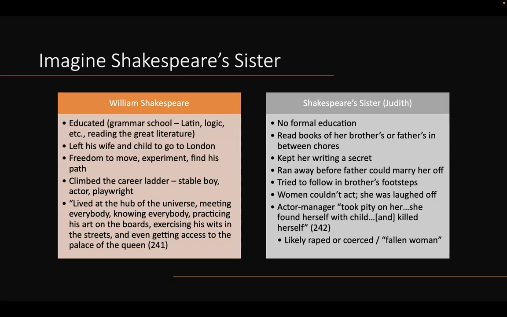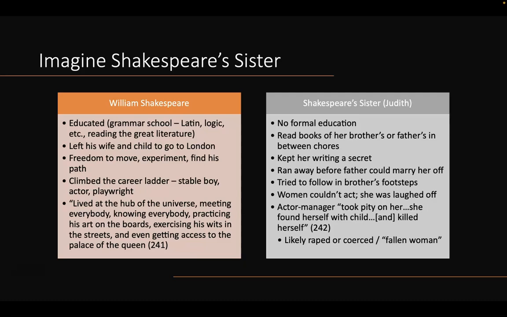If we operate on the general consensus of what Shakespeare's life was likely like, he would have gone to grammar school, not university, but at grammar school he would have received education in Latin, logic. He would have read great works of literature like Ovid and Horace, and we know this because we can see traces of these influences in his work. We can see allusions to great works of literature in his plays, and so he did receive an education of some kind. Judith, Shakespeare's sister, would not have.